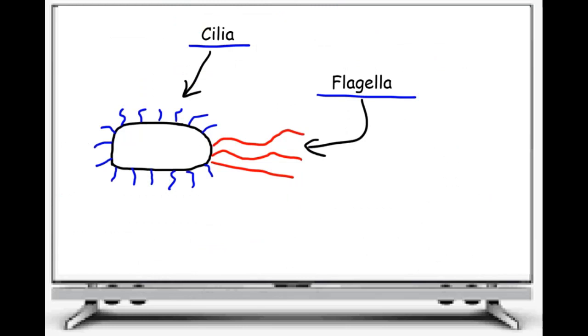Now, here are some other terms that you need to be familiar with: cilia and flagella. These also play a role in the movement of a cell. Now, cilia consist of tiny, short, hair-like structures, and notice that there's many of them. Flagella consist of long, whip-like structures, and there's only a few of them. And so the flagella can propel a cell forward from one location to another. Now, these two structures are made up of microtubules. So microtubules are very useful in the movement of a cell.